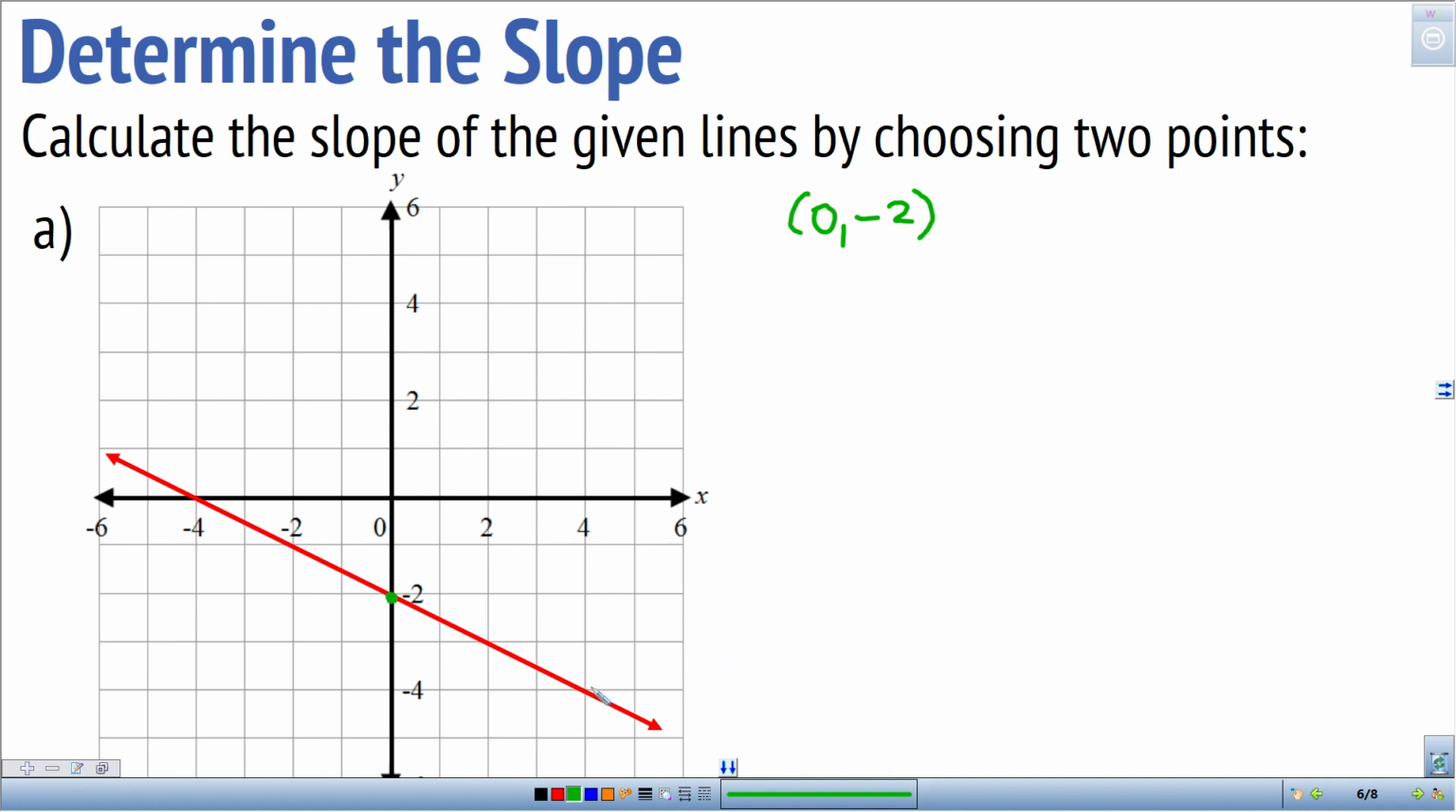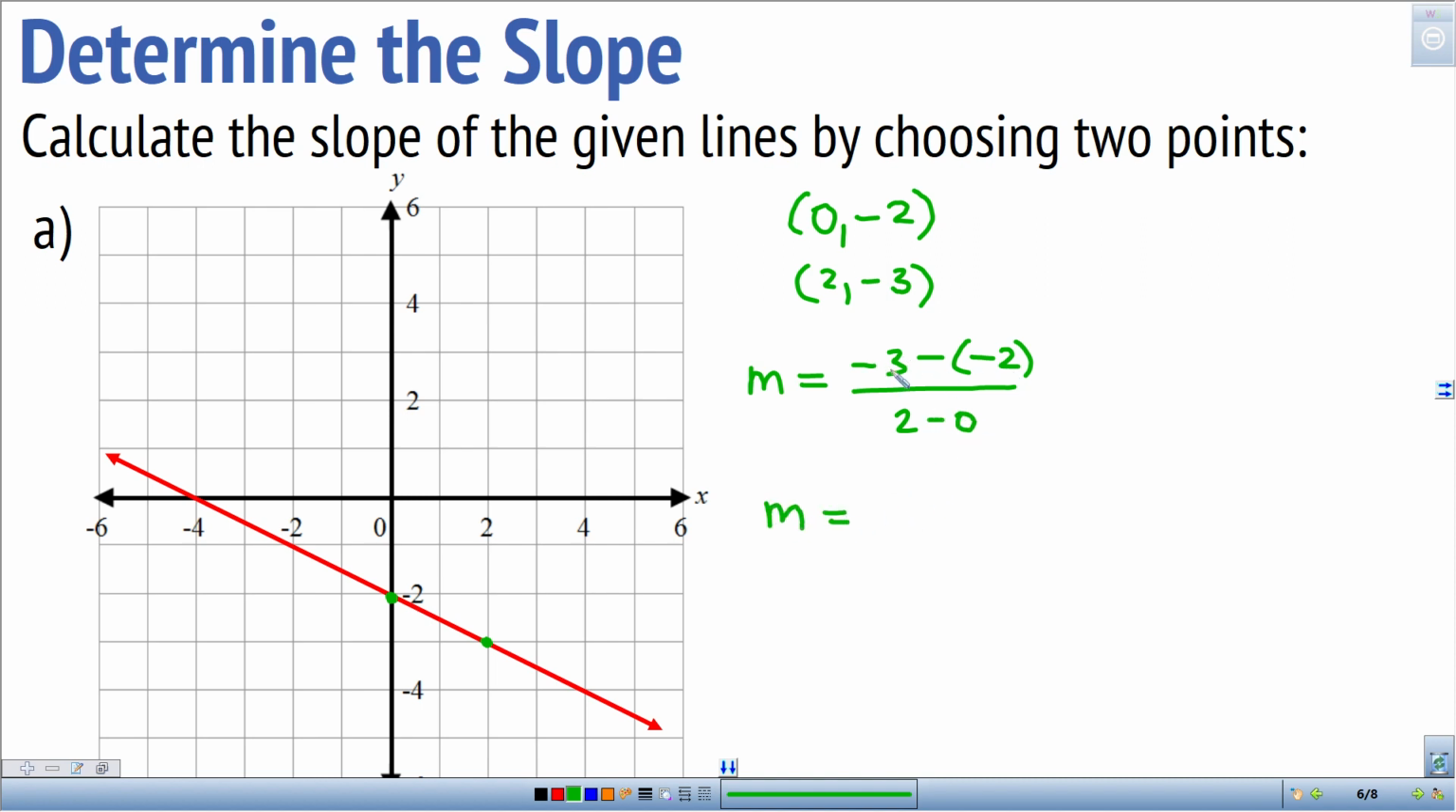And let's pick this one right here. This is at (2, -3). Remember, the x number goes first, and then the y number goes second. Now we're going to calculate slope by subtracting the 2 y numbers. So I can write -3 subtract -2. To separate those minus signs, I'm going to write -2 in a bracket. Divided by, and then we do 2 take away 0.